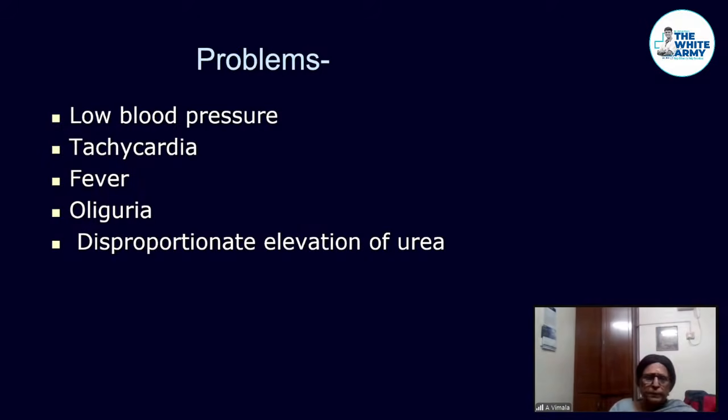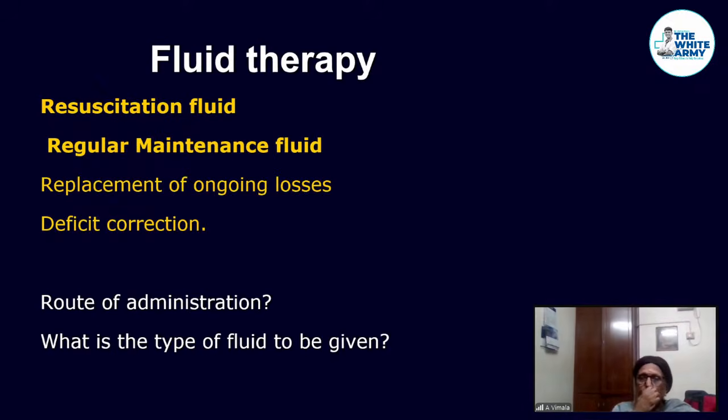What are the problems? This lady, this man, the patient has got hypotension, tachycardia, fever, oliguria, and disproportionate elevation of urea. So what do we do next? We have to write the fluid for this man. So we should write the resuscitation fluid. We should think about the regular maintenance fluid. We have to see whether the patient is losing, whether there's a continued loss of fluid. And if there is any deficit, we have to correct it. How are we going to do that?